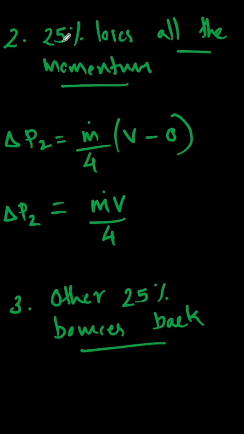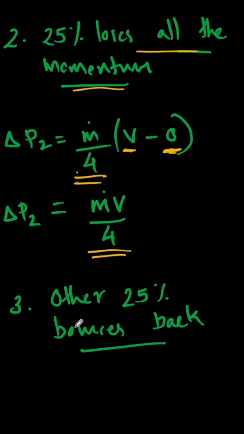Now there is another 25% which loses all its momentum. Since it is 25%, we will take m dot by 4. And its momentum is lost completely. That means its velocity becomes 0. So initial velocity is v, final velocity is 0. So the rate of change of momentum of this 25% becomes m dot v by 4.